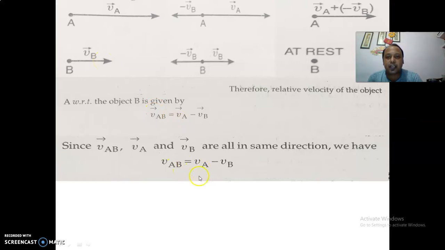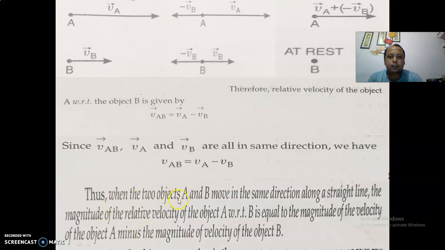So if we take vA as 60 km per hour and vB as 40, so it is 60 minus 40, that is 20. So actually what happens is the magnitude of the resultant velocity of A with respect to B will be the subtraction of the greater value minus the smaller one, vA minus vB. So that is written here. When the two objects A and B move in the same direction along a straight line, the magnitude of the relative velocity of the object A with respect to B is equal to the magnitude of the velocity of object A minus the magnitude of the velocity of object B.